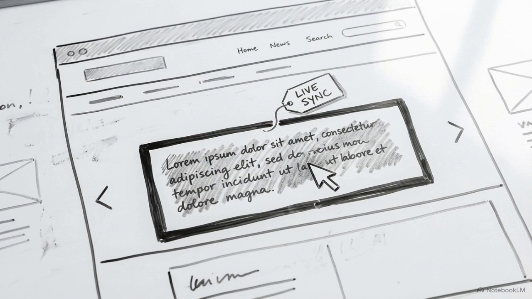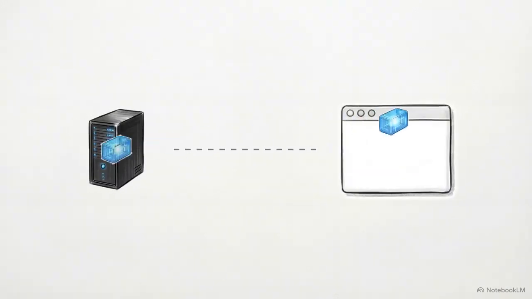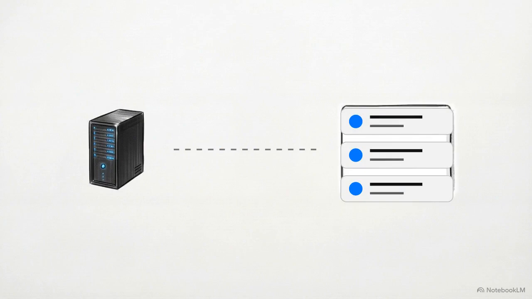First, we will update text on the page in real time. Second, we will construct an interactive slide-out hamburger menu. And third, we will fetch a live list of data from an external server and display it.